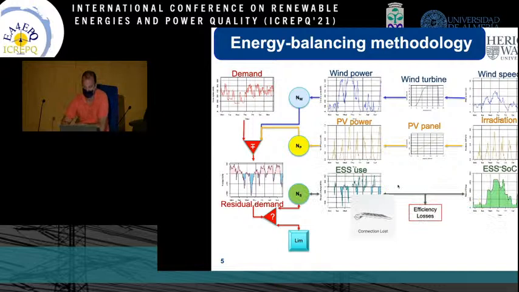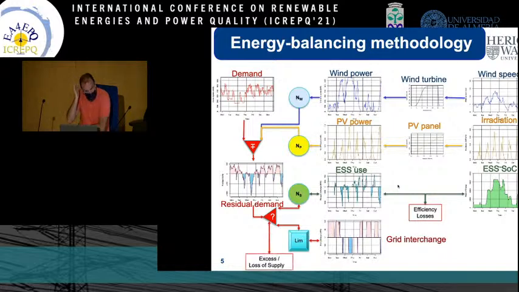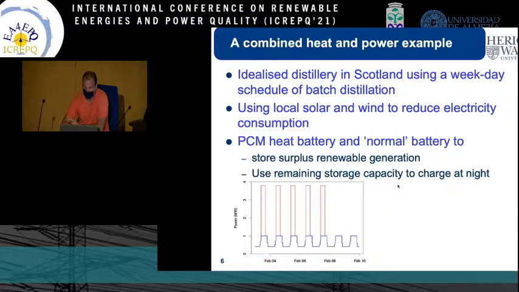And then again, we use a battery and thermal storage device model to do this. How much power do we give to the battery or the thermal storage? How much do we lose in efficiencies? And then we balance it with the state of charge of that device. And finally, we interchange with the grid and have any surplus curtailed or loss of supply included in that. So this is the model we coded up.